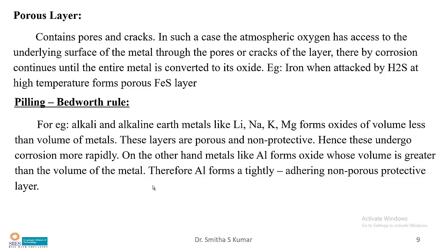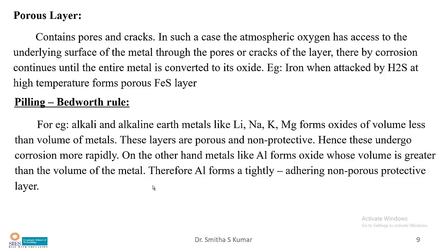Before we move on to the other types of dry corrosion, we will be discussing a rule called the Pilling-Bedworth rule. According to this rule, oxide layer can be protective or non-protective depending on the ratio of the volume of the metal oxide to the volume of the metal consumed. Pilling-Bedworth ratio is given as volume of metal oxide formed to the volume of the metal consumed. It is of two types.